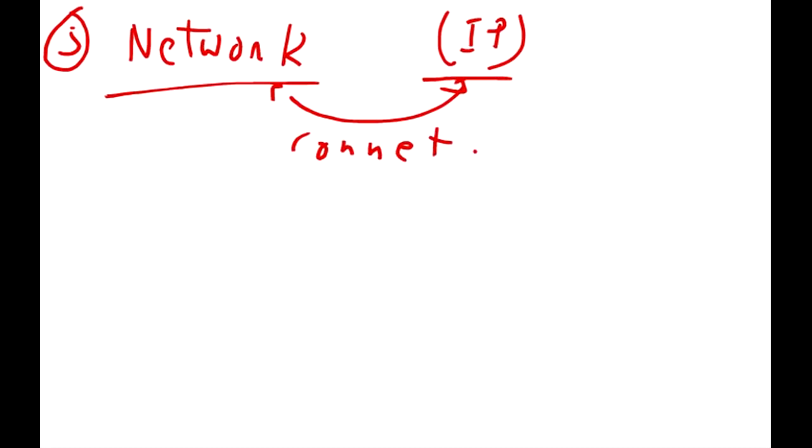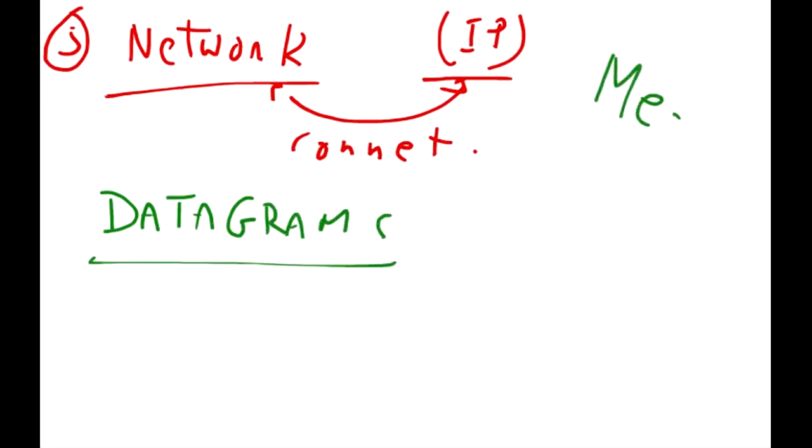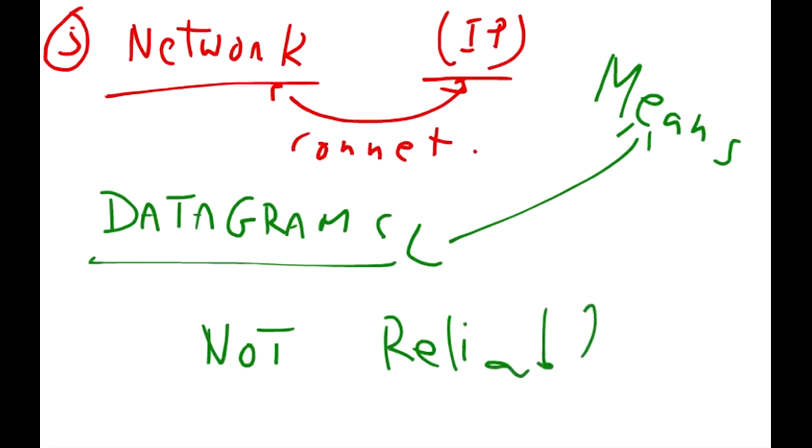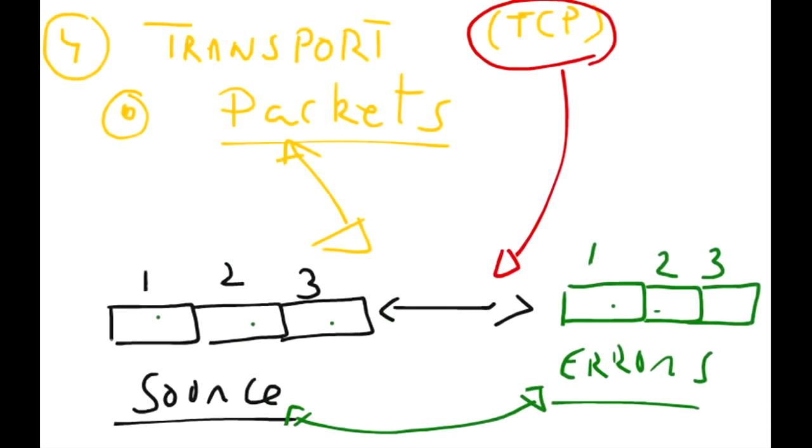And what is the main purpose of the network layer? The main purpose, or the main responsibility, is to provide means of transferring variable lengths of data sequences, which are called datagrams. So its main purpose is to provide means for the transferring of the datagrams from one node to another node. And it is not a reliable connection. It's an unreliable connection, and it is the responsibility of the transport layer to do the reliable transportation.